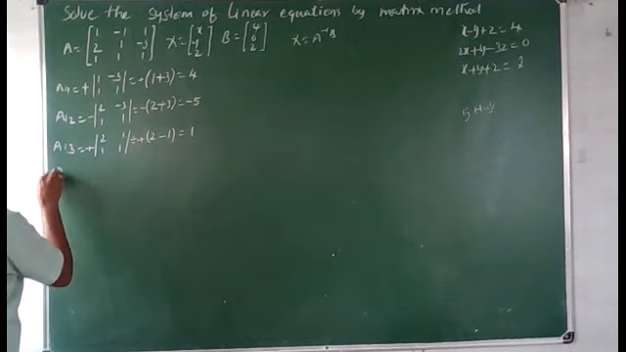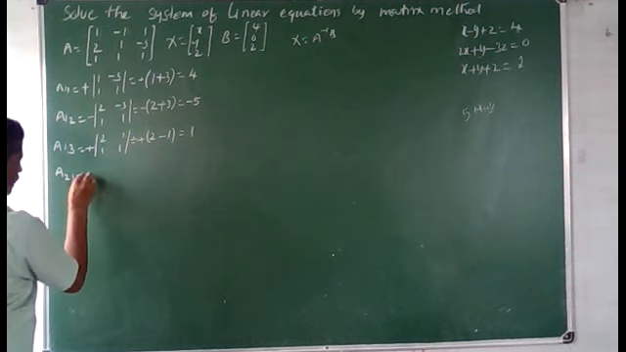Again, the cofactor of the next element A21. So 2 plus 1, 3. 3 is an odd number, right? Minus.